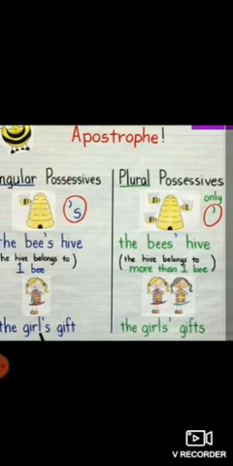The bees' hive. The hive belongs to more than one bee. The girls' gifts. The gifts belong to more than one girl. So here we used only apostrophe after the plural noun.